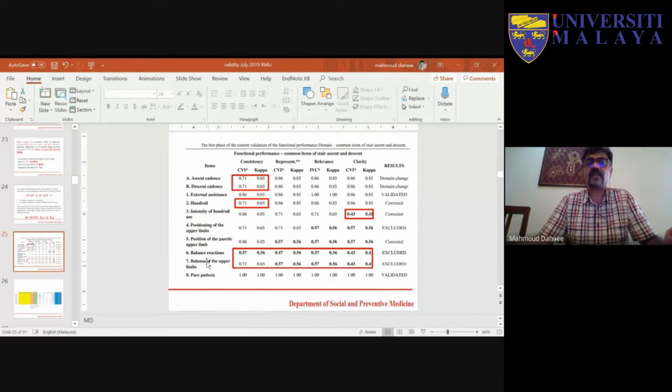For example, items number 6 and 7, in terms of relevance and clarity, were less than the cutoff point. That's why they were excluded. Some of the items were corrected. Some of the items were 100% validated. So this is the academic style for reporting the result of the face and content validity. But how can we calculate it?